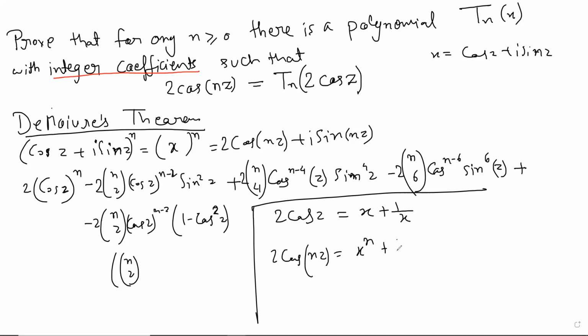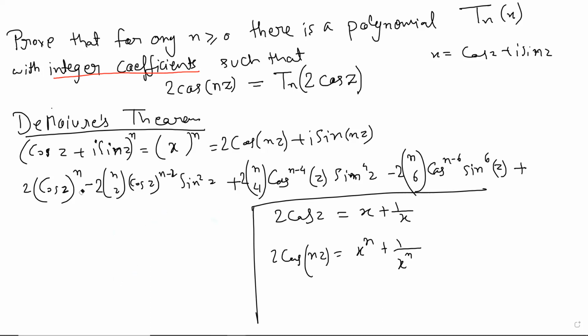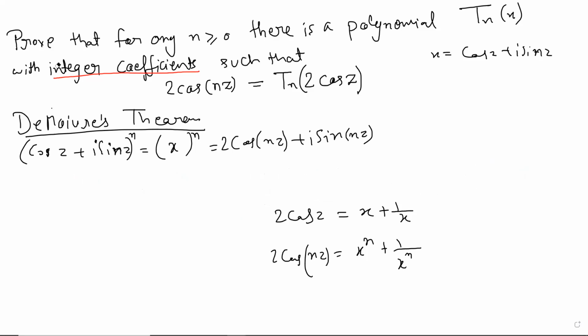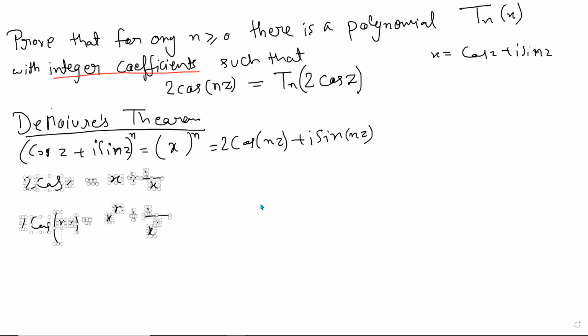That's right. So this will be x to the power. Yes, this seems to fit better because the 2 cos z is already there. It's using integer coefficients, right? That is a problem. That's why this seems better, right?